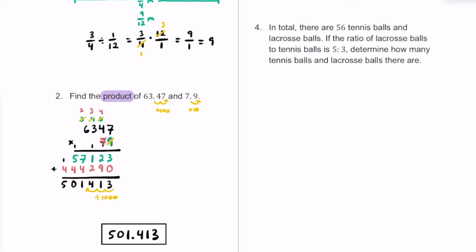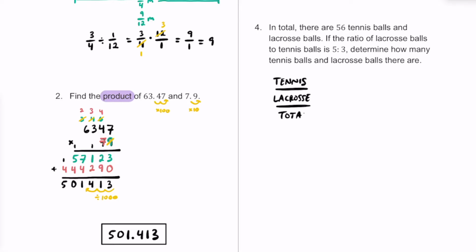In this problem, we're told that in total there are 56 tennis balls and lacrosse balls altogether. So the ratio of lacrosse balls to tennis balls is going to be 5:3. Determine how many tennis balls and lacrosse balls there are. Now let's go ahead and set up some ratios here. So I'm going to put tennis first, and I'm going to put lacrosse second. So I'm going to write tennis, and I'm going to write lacrosse, and I'm actually going to write another one, and that's going to be the total.